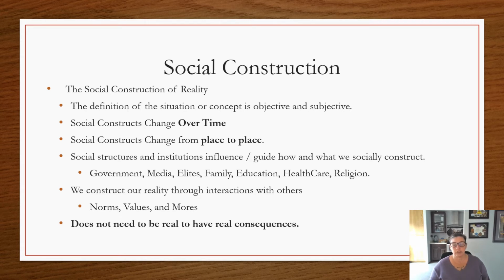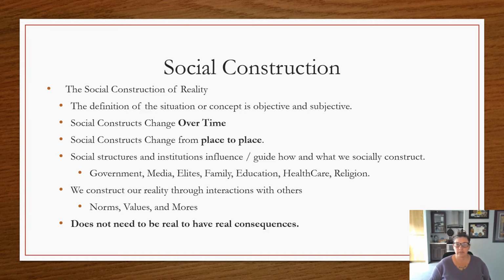But any institution can shape ideology. One of our first institutions of impact is family. They're the first group or institution to socialize us, and they largely shape our ideas and our social construction of reality. But just like government and media, education, the healthcare system, religion, those all shape our social construction of reality. We can socially construct our realities through interactions with others. That is what we would consider to be norms, values, and mores.